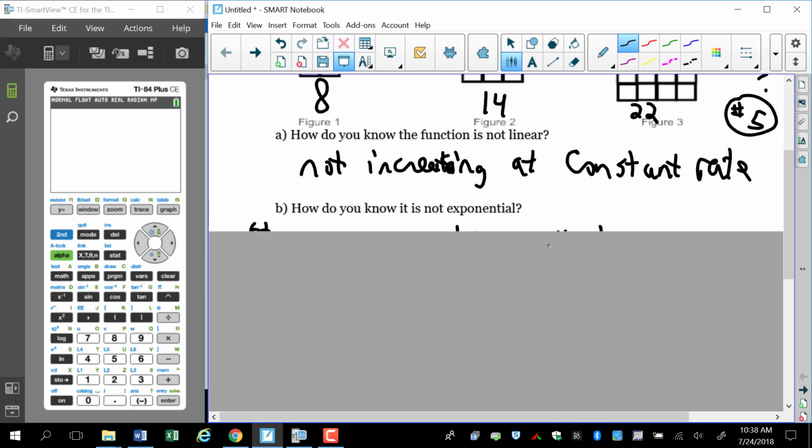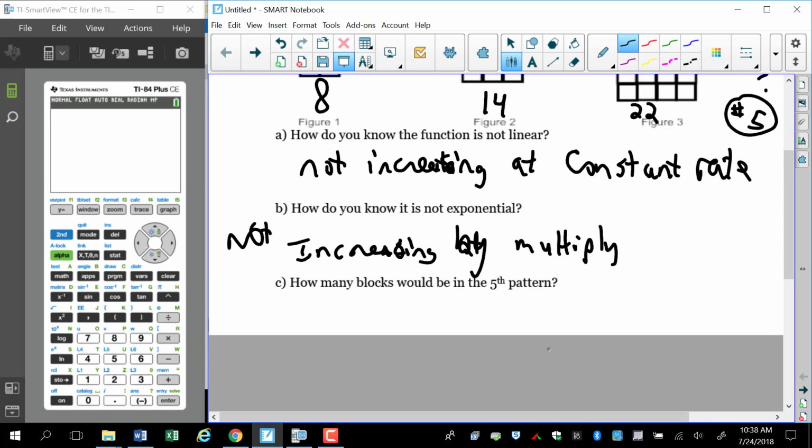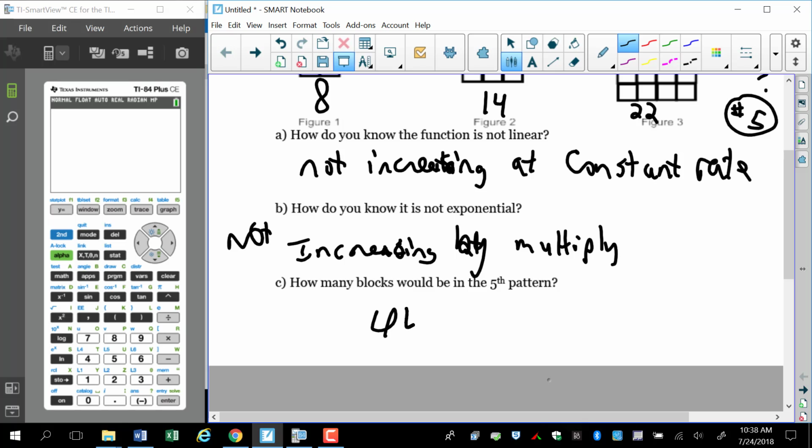How do we know that this is not exponential? If it was exponential, it'd be increasing by multiplication. So 8 times 2, times 2, times 2, or times 3, times 3. That would be what we call exponential. This is neither one, so it's a neat little pattern. It's not linear. It's not exponential. And how many blocks would be in the fifth pattern? 44. And again, there are a number of ways of doing it.